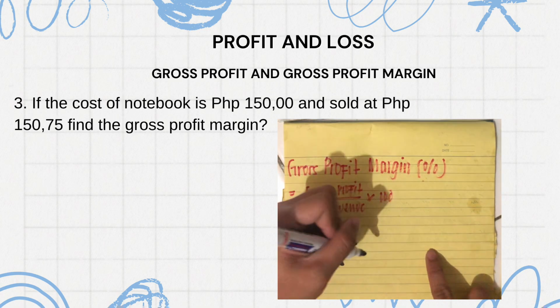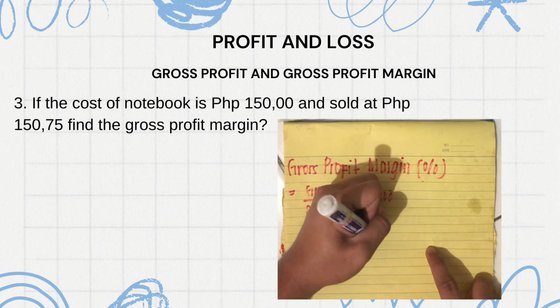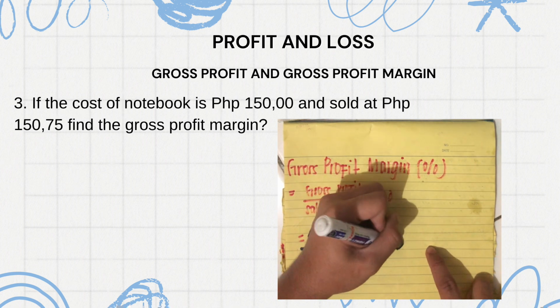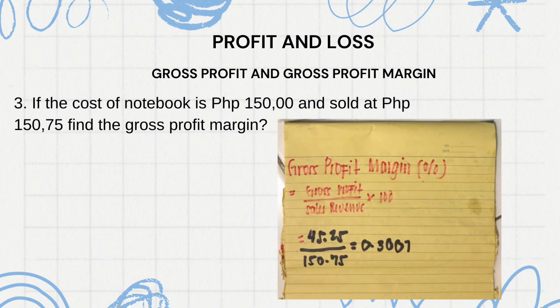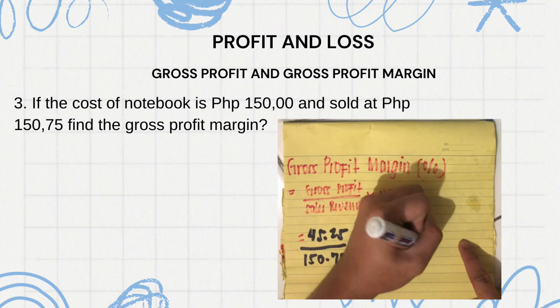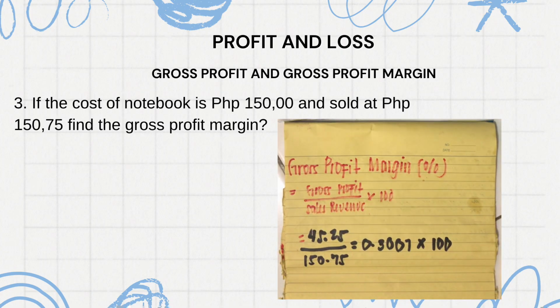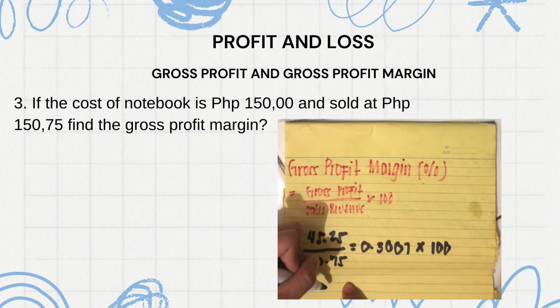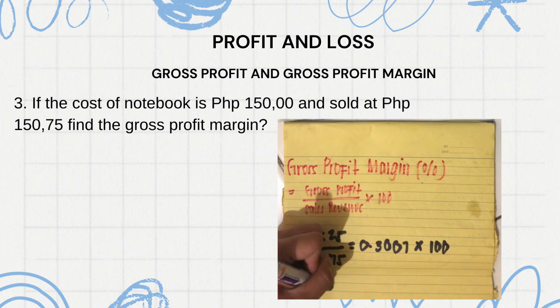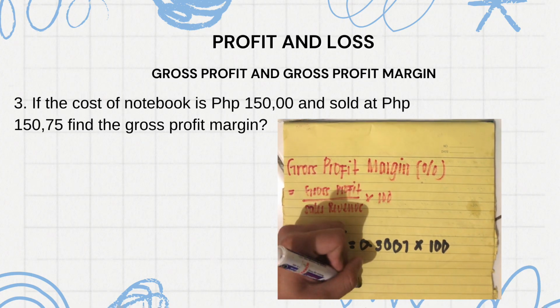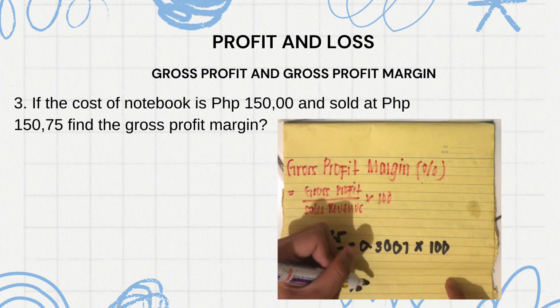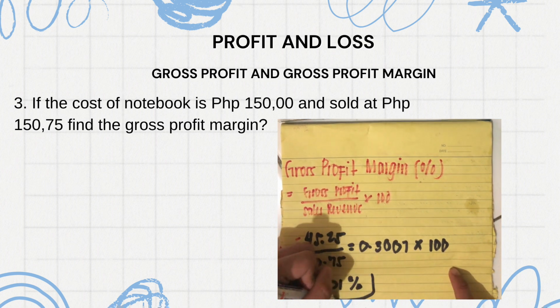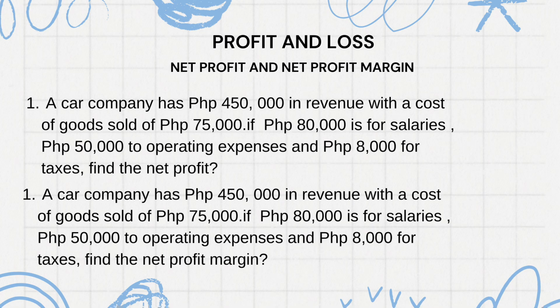So, calculator is 0.3001. Multiply by 100. So, the answer is 30.01%. Here the answer, the gross profit margin. We are now done with the gross profit and the gross profit margin.